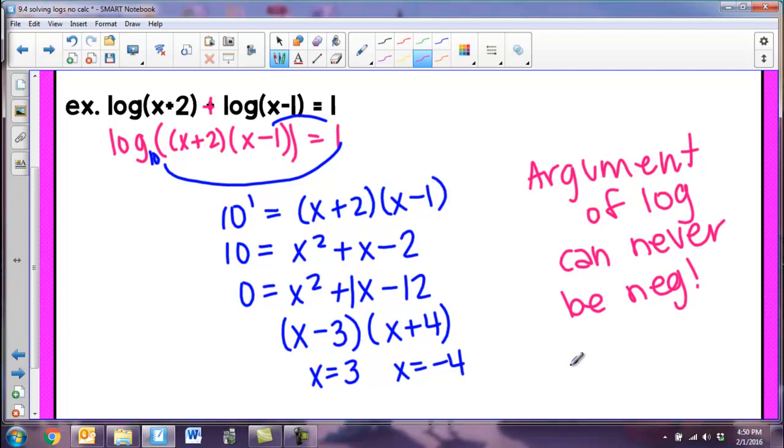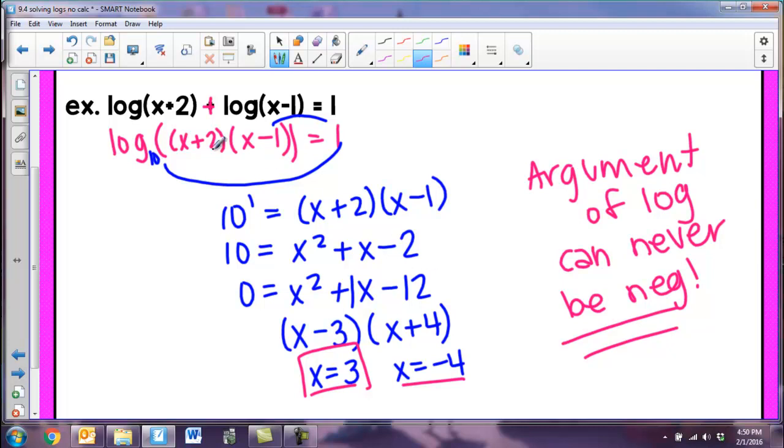I'm just going to abbreviate. So the argument of a log can never be negative. So if I take both of these answers that I got and plug them back into the original expression I had, 3 plus 2 is positive and 3 minus 1 is positive. So that's good. X equals 3 is an answer.